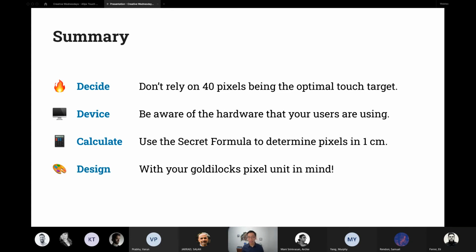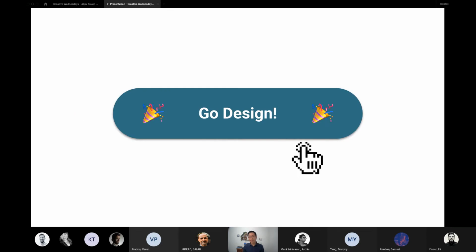And then finally, design. Go forth, be armed with that knowledge of what is that Goldilocks pixel unit, and use that to build out the rest of your design. Make sure that everything that you want to be interactable is easily interactable and large enough. And be aware of the items that you want to be smaller than that interaction space. And just to have that knowledge to make you a more effective designer as well. So with that, I say go forth, go design, and I'd like to say thank you for listening to my talk.